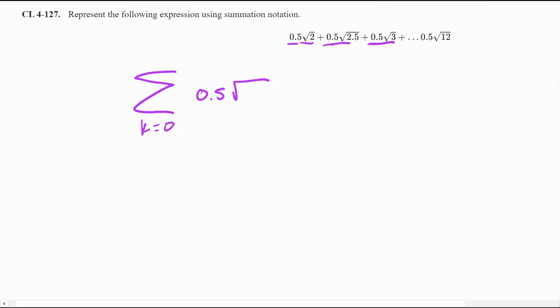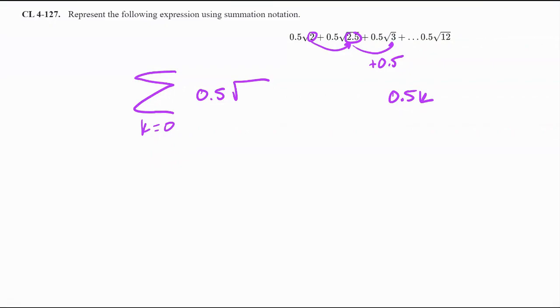Now I notice what's changing is what's inside the square root. And how is it changing each time? It looks like every time it's going up by 0.5. If it's going up by the same amount every time, I know it has a linear type of an equation, and I'm going to have this 0.5 times k that represents that, because every time the number k goes up, it goes up by 0.5.